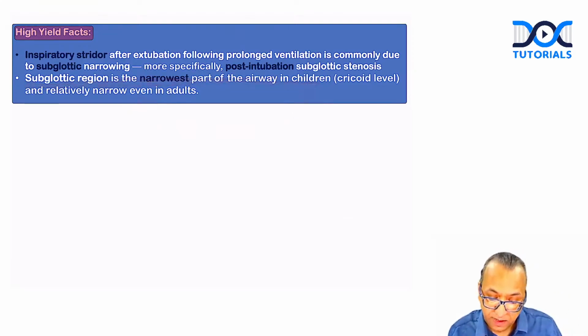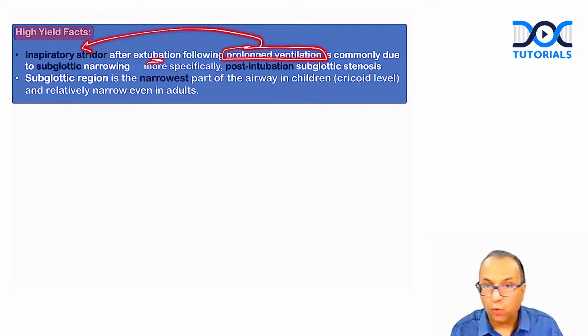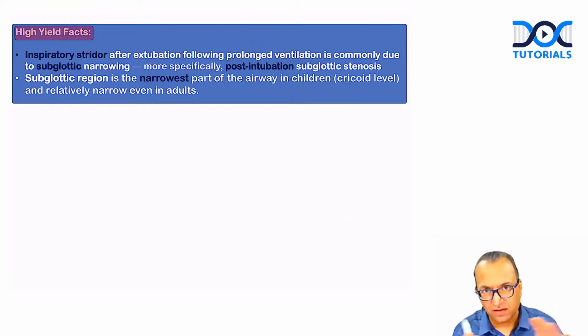Point is, if the question is asking about prolonged ventilation and there is inspiratory stridor, which area was responsible? You should say subglottis. ENT professors will tell you better. Anesthesia people will tell you better. So this is anatomy plus anesthesia plus ENT. But take a screenshot, and this is confirmed statements.